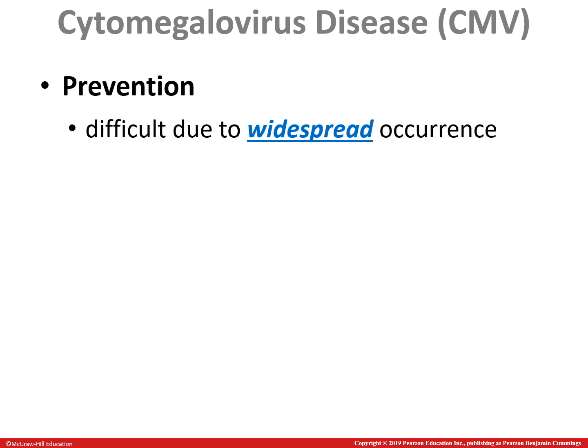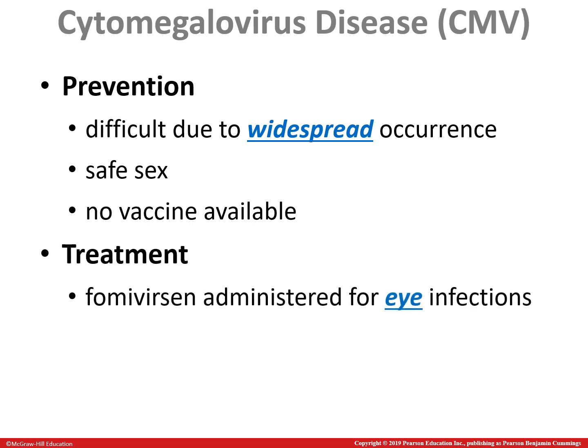Again, it's very difficult to prevent a virus that's that widespread and easily transmitted through body fluids. So again, safe sex would be one way to prevent transmission through bodily fluids. We don't currently have a vaccine available yet, but there is one treatment available, and typically this is for very young patients. If the virus is starting to affect the eye, then fomivirsen can at least reduce the spread and hopefully prevent permanent damage to the retina, which could cause blindness.